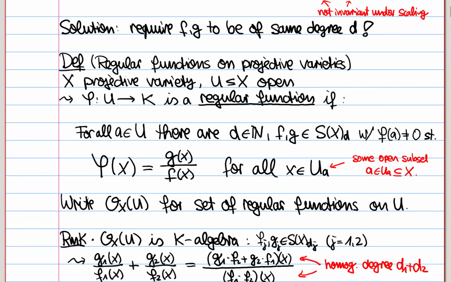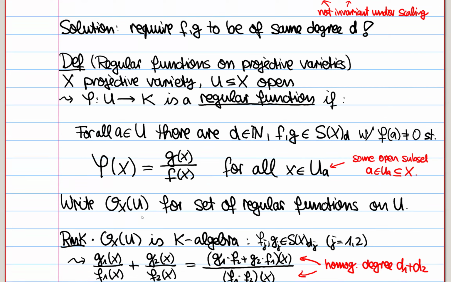So if X is a projective variety and U in X open, then we say a function phi from U to K is a regular function if it satisfies the condition: for all a in U, there exists d in N and f, g homogeneous of the same degree d, such that f of a should not be 0, the denominator, and phi of x equals g of x divided by f of x for all x inside some neighborhood of a, so some open subset inside X. So this is the local form of regular functions. And then we write O_X(U) for the set of regular functions on U.